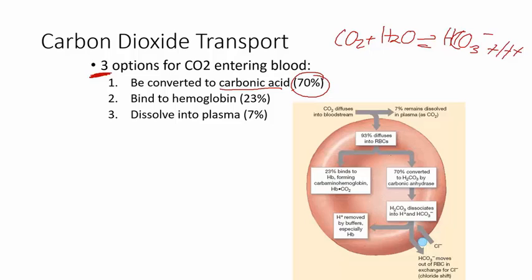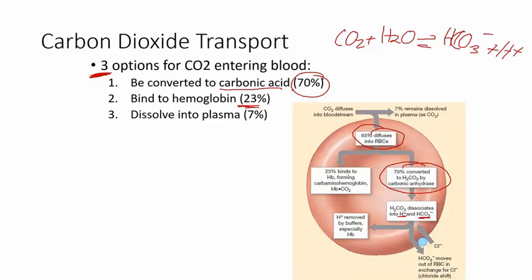So most of it, 70%, after it diffuses into the red blood cell, so 93% diffuses into the red blood cell, 70% gets converted to carbonic acid and then dissociates into hydrogen and bicarbonate ions. So most of the carbon dioxide actually gets transported by that conversion.